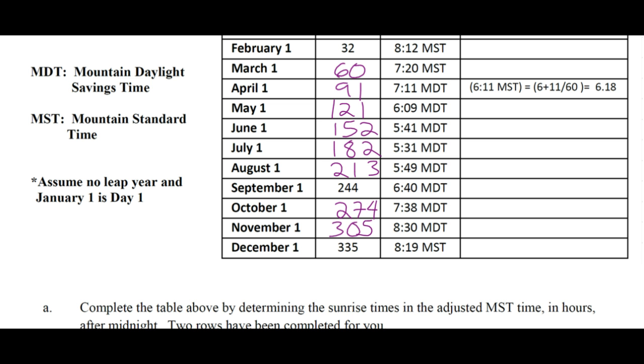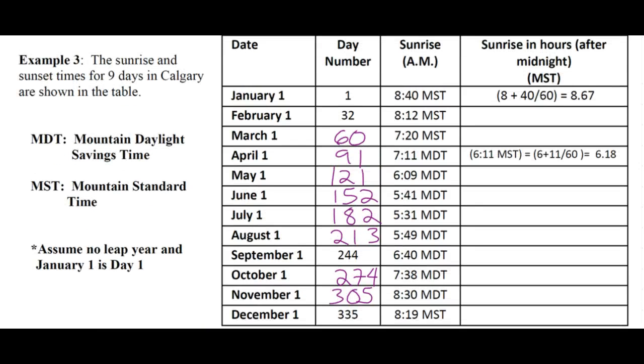Okay, and then December 1st, November is 30 days long, so 335 for December 1st. That was the easy part. Now comes the hard part. So what we need to do is convert time. Time is in hours and minutes, right? We got to convert that to a decimal time. So 8:40 is 8 hours plus 40/60ths, or 8.67. 8:12 will be 8 hours plus 12/60ths.